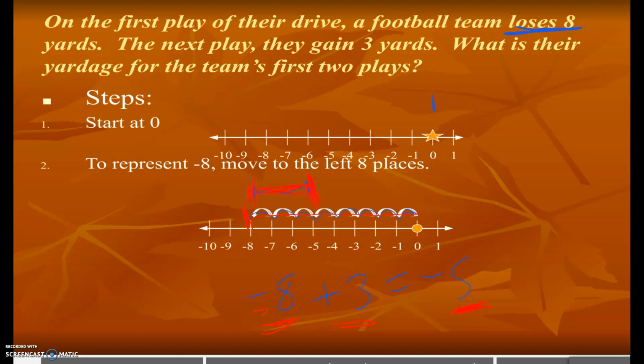And since I went further in the negative direction, the 8 was a negative. I went further that way. The 3 was a positive. The 3 didn't get me all the way back to 0. The sign ended up being negative.